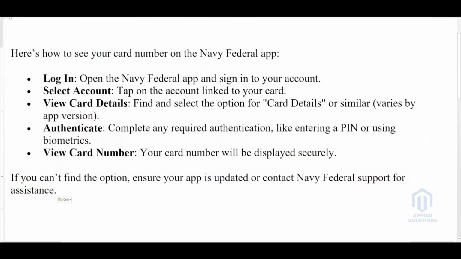So in order to do that, make sure that you log into your Navy Federal app and sign into your account. Then select the account, tap on the account linked to your card. View the card details. Find and select the option for the card details or similar, which varies by the app version. And then authenticate. Complete any required authentication like entering a PIN or using biometrics.